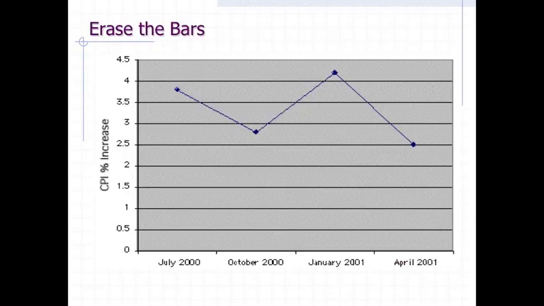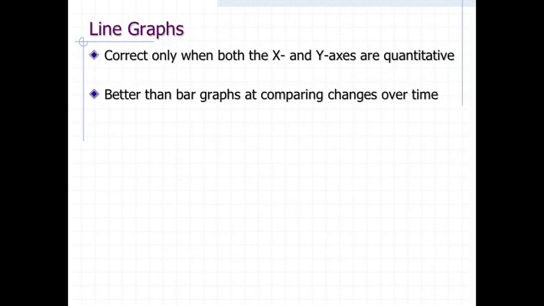Although bar graphs and line graphs are similar, line graphs emphasize the change from period to period more clearly than do a bar graph. Line graphs are appropriate only when both the y and the x-axis display quantitative rather than qualitative variables. Although bar graphs can also be used in this situation, line graphs are generally better at comparing changes over time.